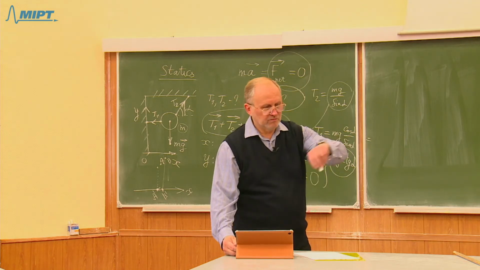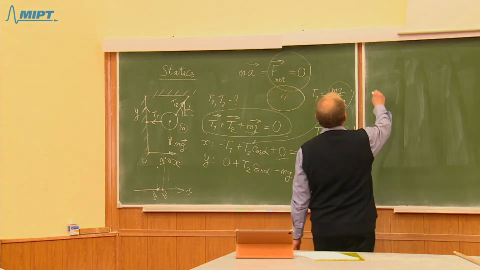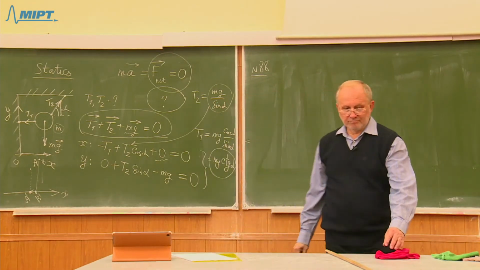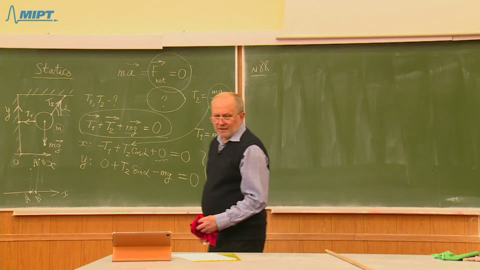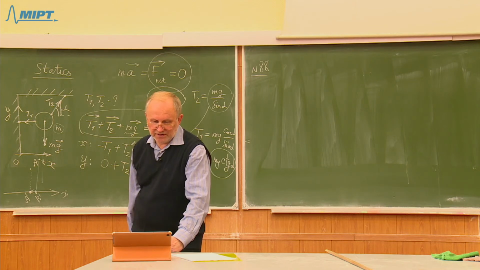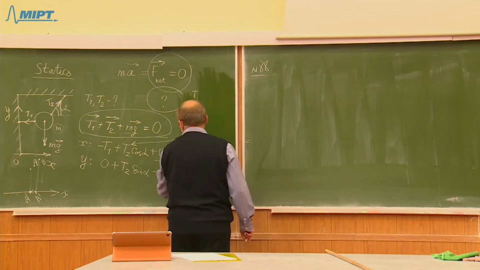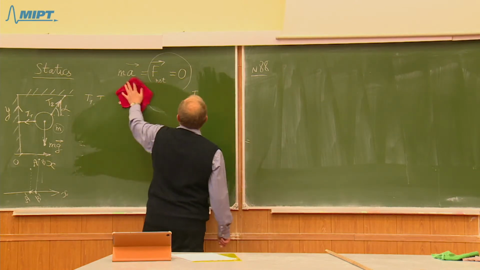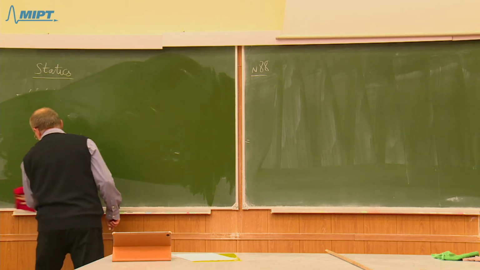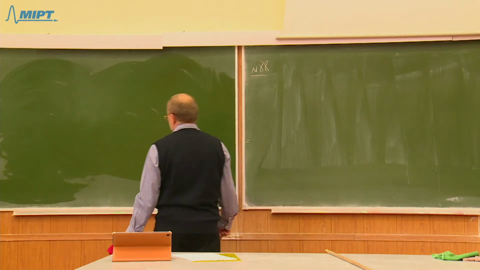Another problem from Bukhovtsev. Problem number 88. Two identical weights are suspended from the ends of a string thrown over two pulleys. I will make a drawing. I will make a sketch. Drawing a sketch is very important in most of physical problems, as well as in math problems.